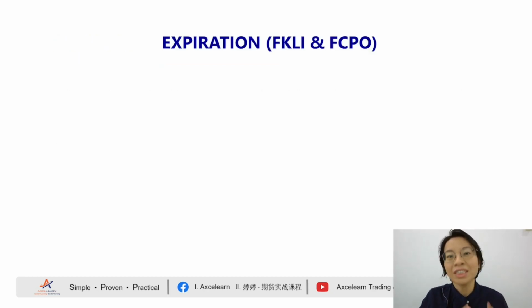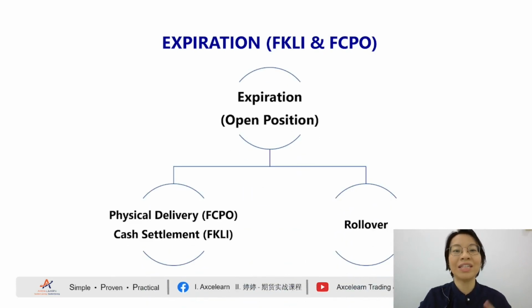Now, let's start with the first concept. Upon expiration, for example, we are going to look at two commonly traded products by retail. One is FKLI, another one is FCPO. Now, upon expiration, what can you do if you have yet to close your open position or your contracts? Technically, we have three methods. One is physical delivery. If you're holding an FCPO contract, it has physical delivery. And another one is FKLI, which technically has cash settlement.